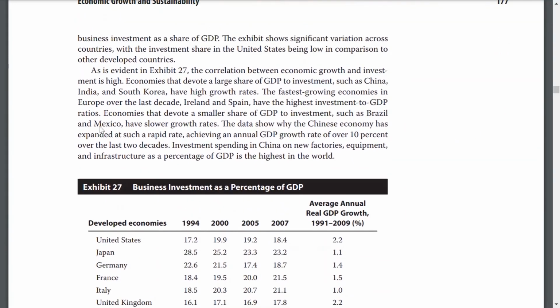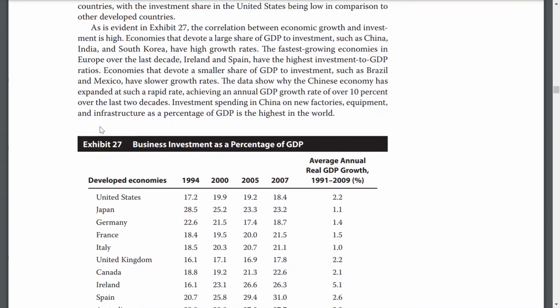The exhibit shows significant variations across countries, with the investment share in the United States being low in comparison to other developed countries. As is evident in Exhibit 27, the correlation between economic growth and investment is high. Economies that devote a large share of GDP to investment, such as China, India, and South Korea, have high growth rates. The fastest growing economies in Europe over the last decade, Ireland and Spain, have the highest investment to GDP ratios. Economies that devote a smaller share of GDP to investment, such as Brazil and Mexico, have a slower growth rate.